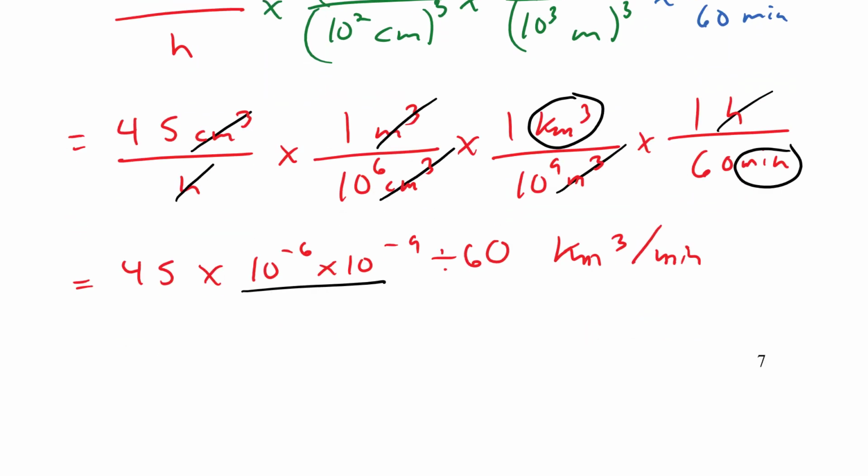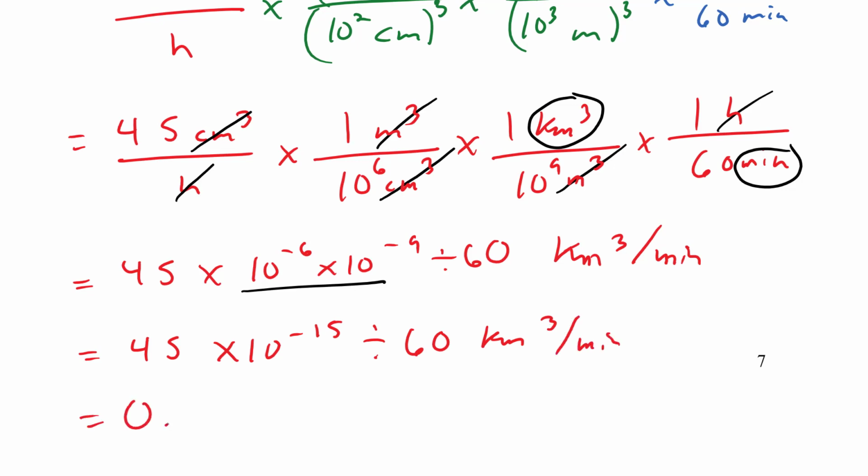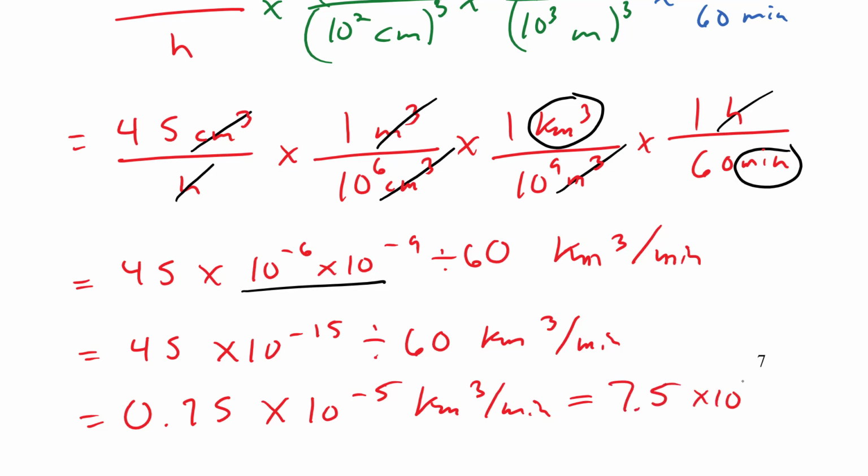Combine those together. Divide that by 60. Gives me 0.75 times 10 to the minus 15 kilometers cubed per minute. Not proper scientific notation. 7.5 times 10. We're making this number bigger. So we have to multiply by 10, so we have to divide this one by 10, so this makes this smaller.